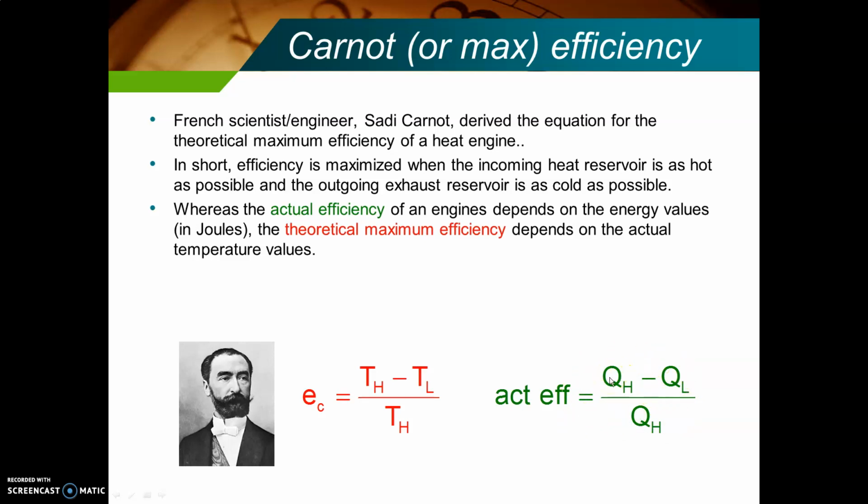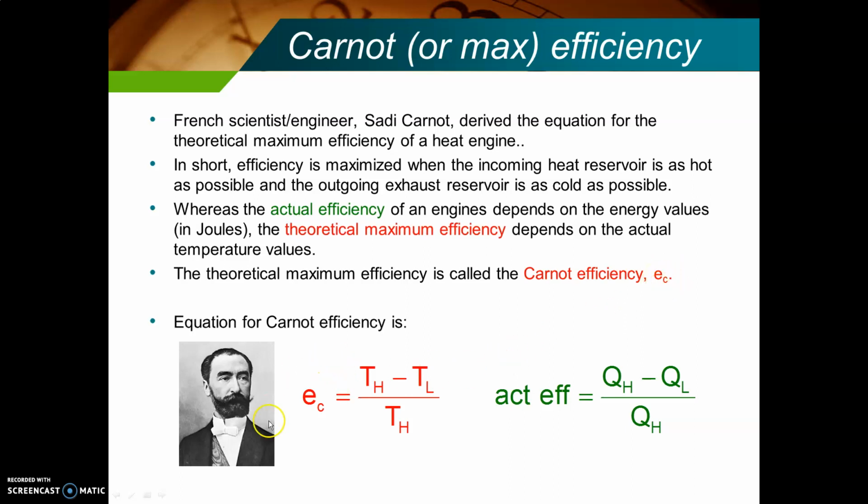How many joules I get from my gasoline minus how many joules I waste going out my exhaust system, etc. So the theoretical maximum efficiency is named after Mr. Carnot, and it's called the Carnot efficiency, oftentimes written as a lowercase e with a c. And this is the Carnot efficiency equation. So there are two equations for efficiency. The theoretical efficiency, the best I can get, and then what I actually get in real life.